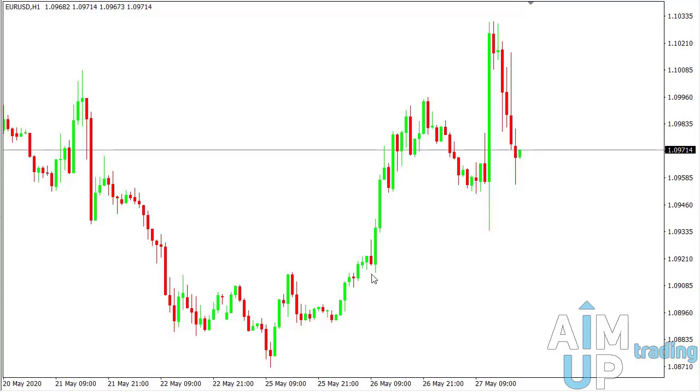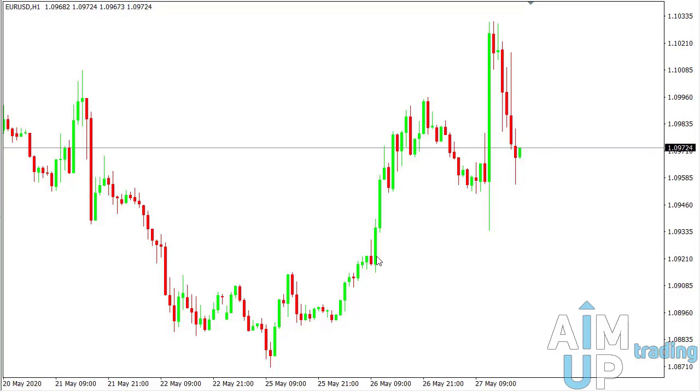So I'm just gonna go over real quick and explain again what the three white soldiers are. This is a bullish formation that really shows us that the power of the trend is still on, and we're expecting more bullish movements. And as you can see, the price after that was kind of shaky, but it was still going up. And after that we had a huge green candle.